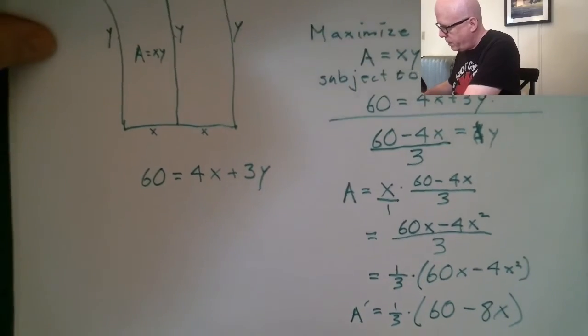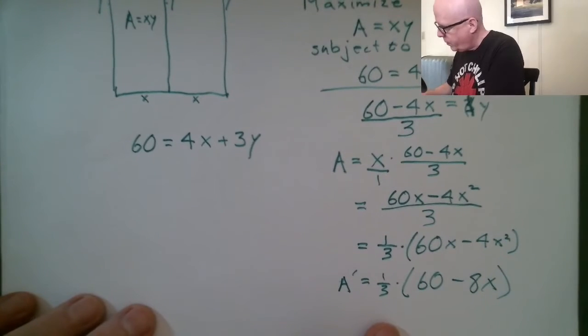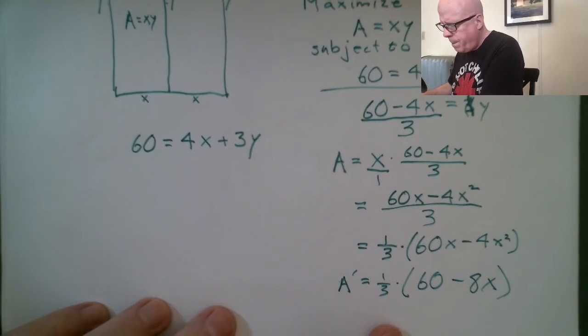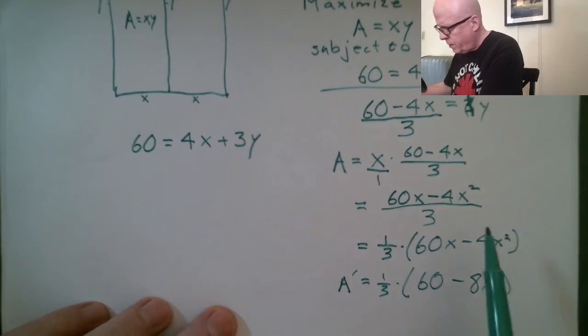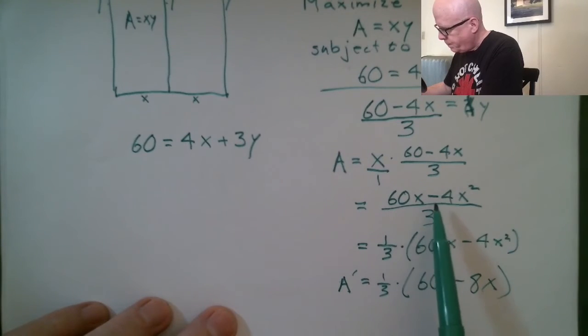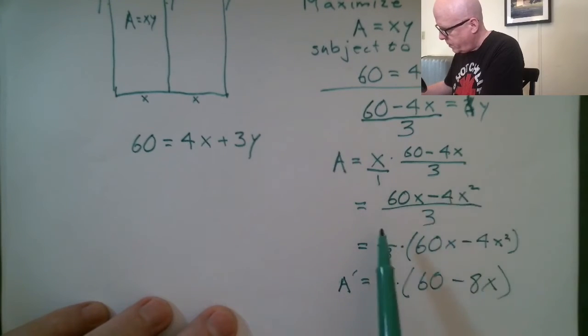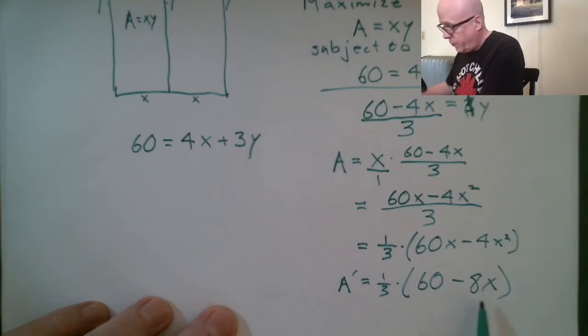I did some badness there, didn't I? Worked off the bottom of the screen for a second. How far off the bottom of the screen was I? I think I still probably had this on, where we multiplied the x into the 60 minus 4x over 3. Here's the pulling out the 1/3 and then taking the derivative.